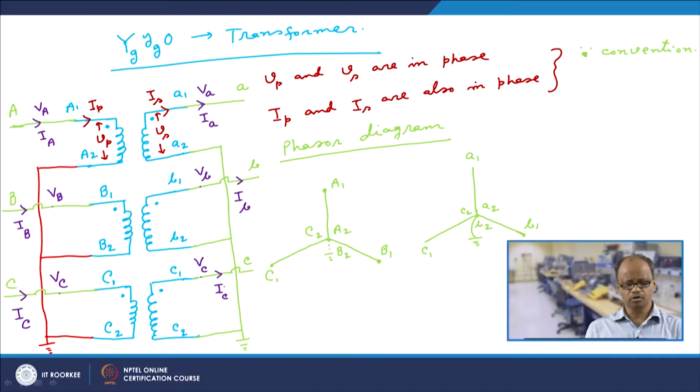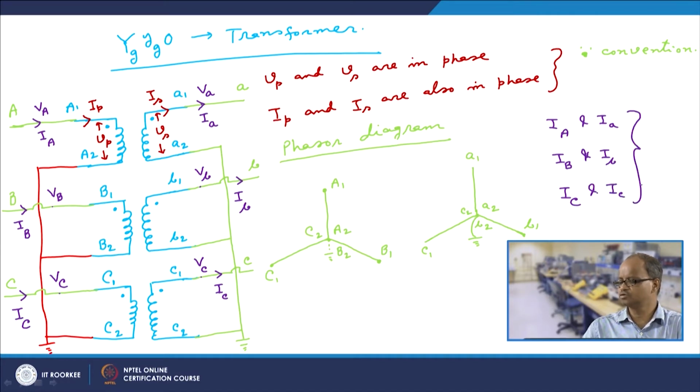So, from this arrangement, this circuit notation, this phasor diagram and this circuit, we can easily say that capital IA and small ia are in phase. Similarly, capital IB and small ib are in phase, and capital IC and small ic are also in phase, right.